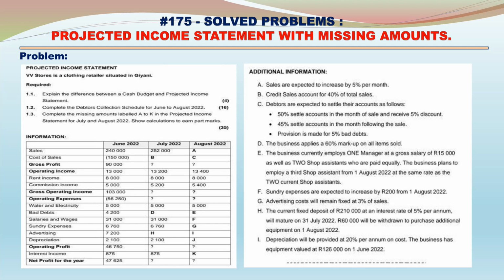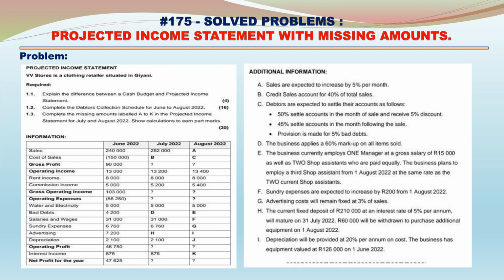1.2. Complete the debtors collection schedule for June to August 2022. 1.3. Complete the missing amounts labeled A to K in the projected income statement for July and August 22. Show calculations to year-end March. Information: June, July, August 2022.